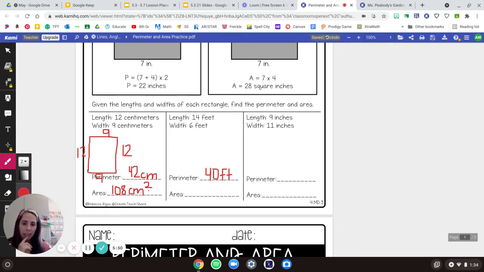So what's our area then? Pause while you figure out the area. Think through that formula. You should have done 14 times 6 and gotten 84 feet squared. You should have done the FT and that little 2 up above. Feet squared.